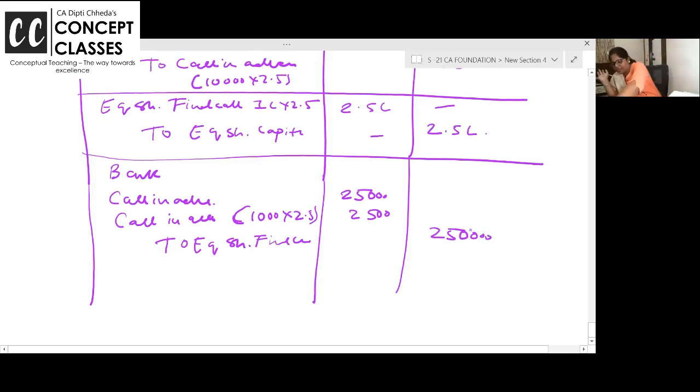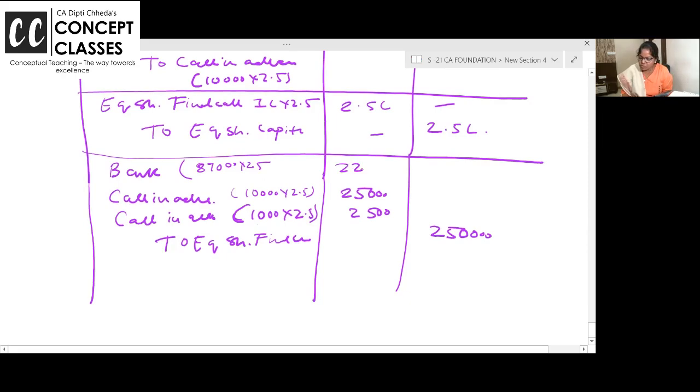2,50,000 you had to receive from 1 lakh shares. So 10,000 into 2.5 had already come. 1,000 into 2.5 we are not going to receive. So out of 1 lakh shares, on 11,000 shares there is nothing to receive. So 89,000 into 2.5 you have received, 2,22,500. You can take this as a balancing figure also.